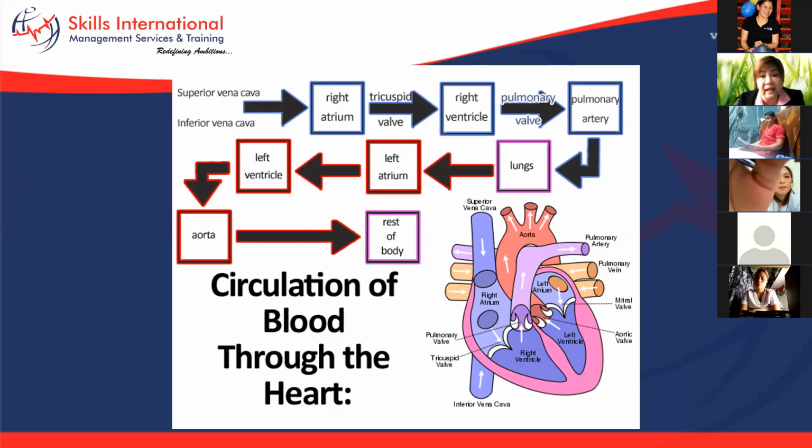Tapos pupunta siya through the pulmonary artery, going to the lungs. Nagsusupply siya para dun sa respiratory. Pupunta siya ngayon sa left atrium to the left ventricle. Papasok siya ng aorta, pupunta siya ng buong katawan, the rest of the body. Okay? Nakita nyo kung paano yung ating circulatory system, kung paano yung dugo natin pag nag-pump siya ng blood, buong sinusunod.